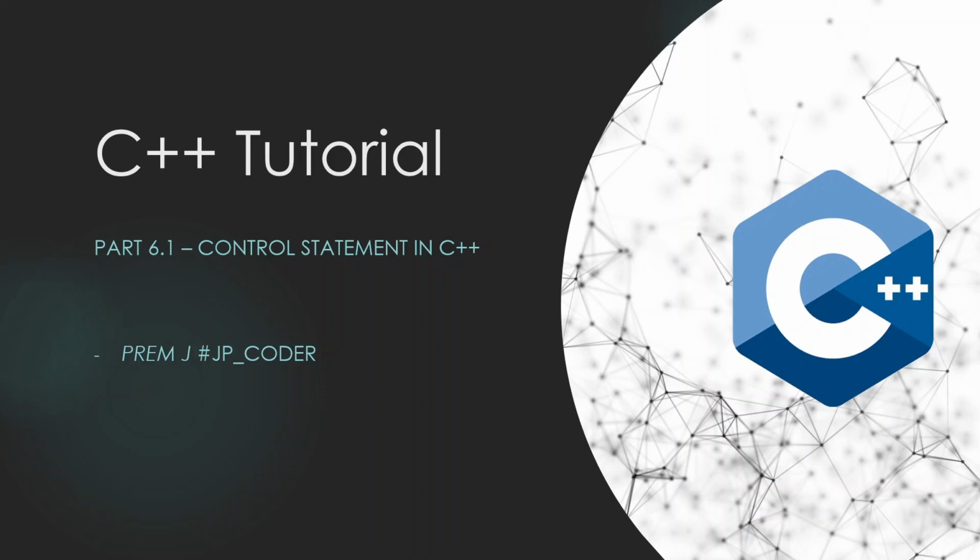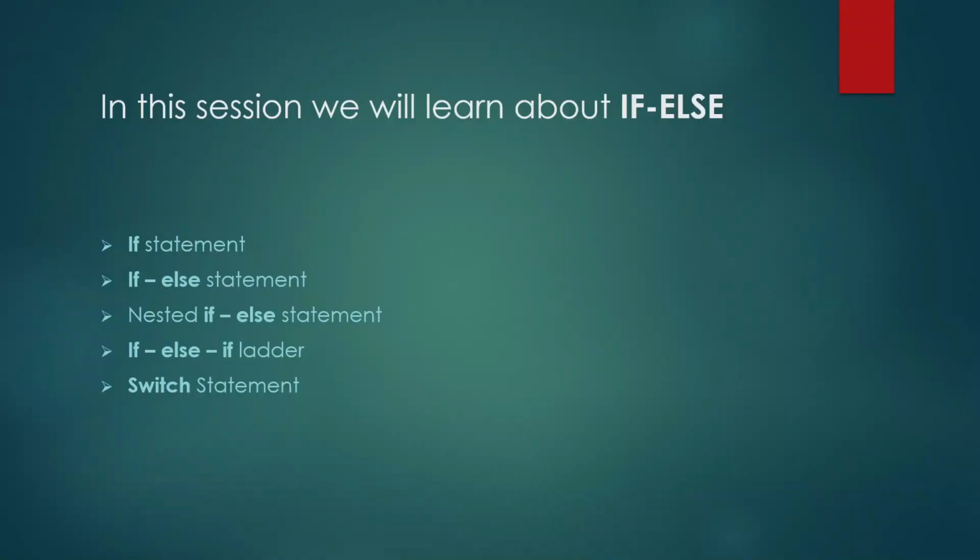So in C++ programming, the if statement is used to test conditions. There are multiple types of statements used in conditional statements. The first is the if statement, another is the if else statement, then nested if else, the if else if ladder, and the last one is the switch statement. We will learn each statement one by one.